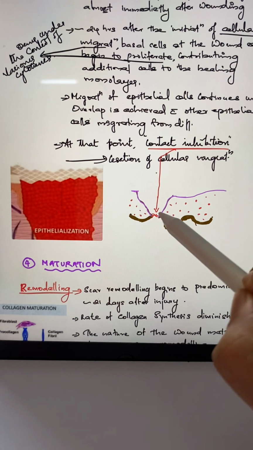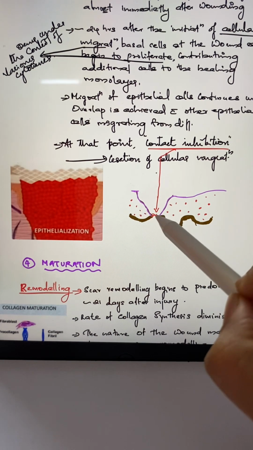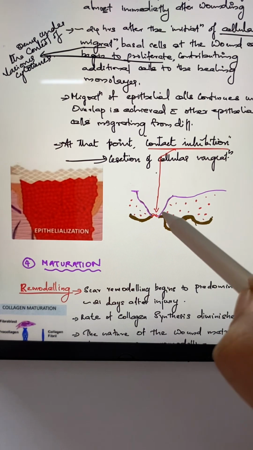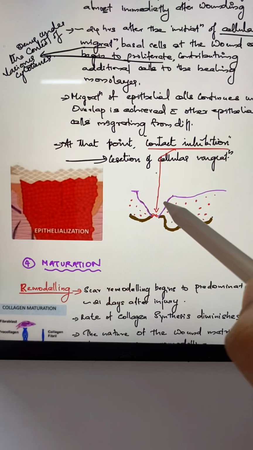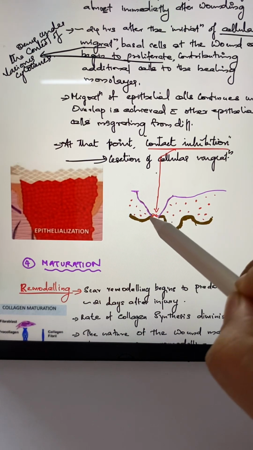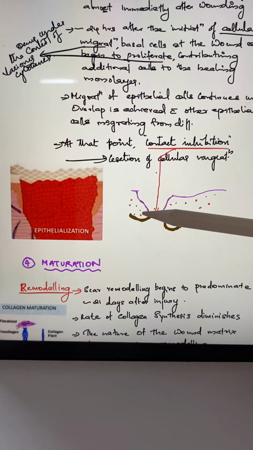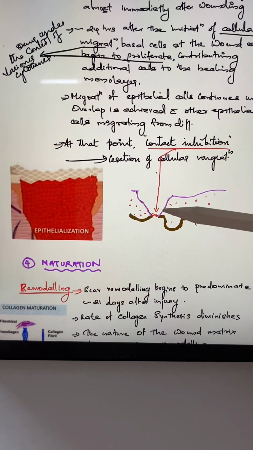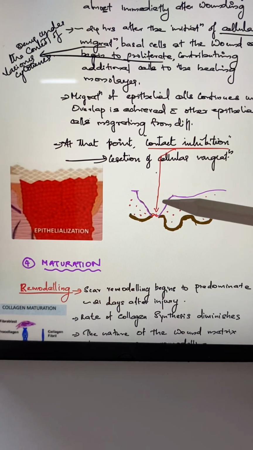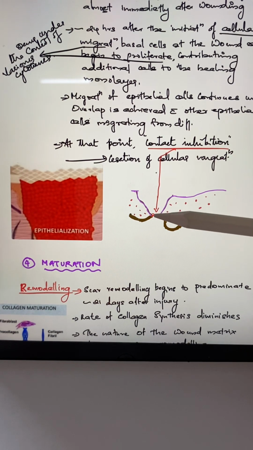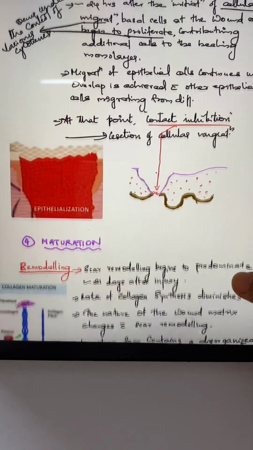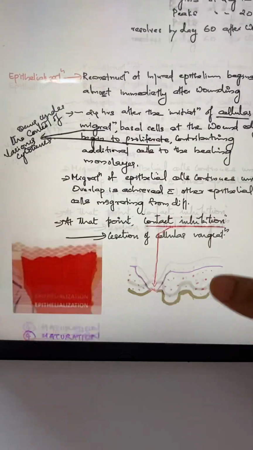So at that point, when these two migrations have finished, then contact inhibition occurs, that leads to the cessation of the cellular migration. So you'll understand better by seeing this picture that the proliferation of the cells occurs from this side and from this side, and they meet, and the overlap has finished, and then the contact inhibition occurs, and that helps in the cessation of the cellular migration. So this is about epithelialization.